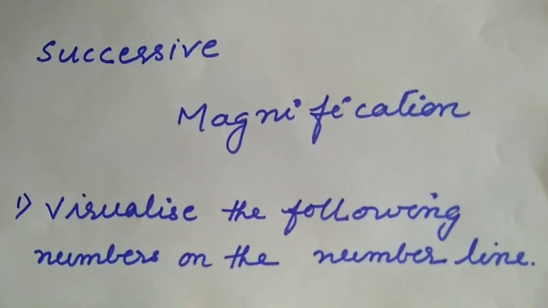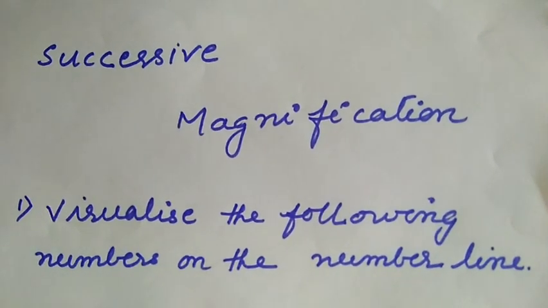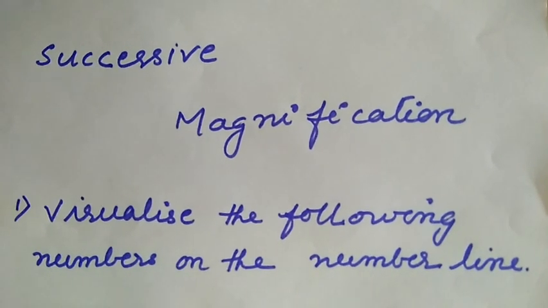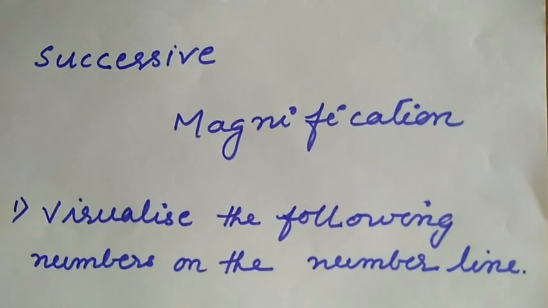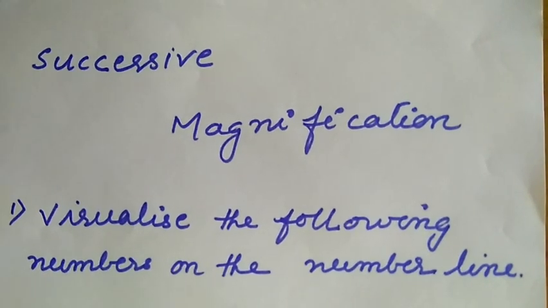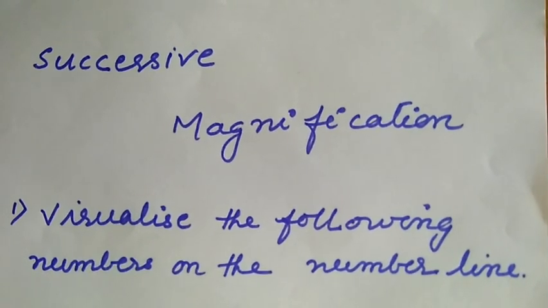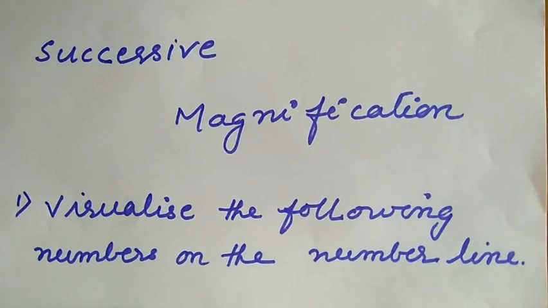Magnification means appearing larger than its actual size. Here we are going to locate real numbers on the number line by sufficient magnifications. You can understand this concept by doing the following examples. The example question is, visualize the following numbers on the number line.